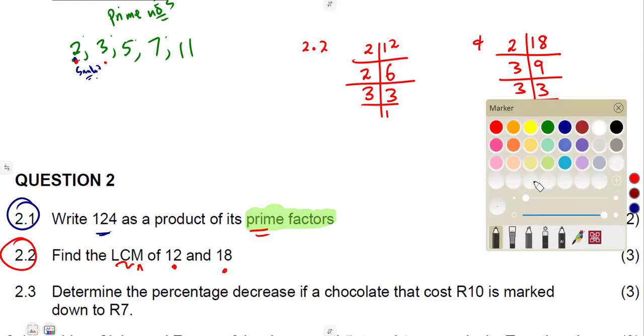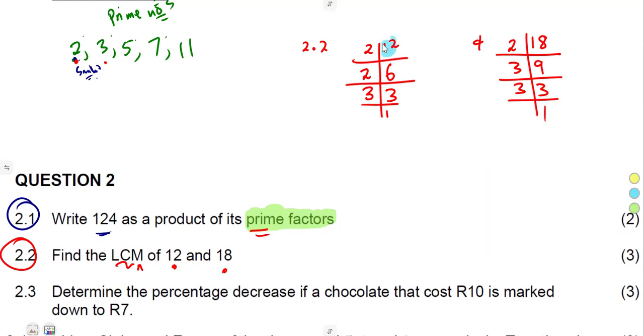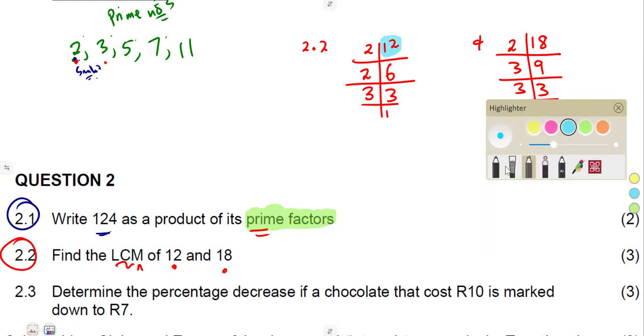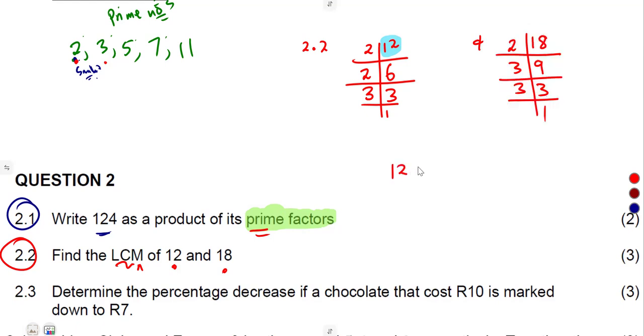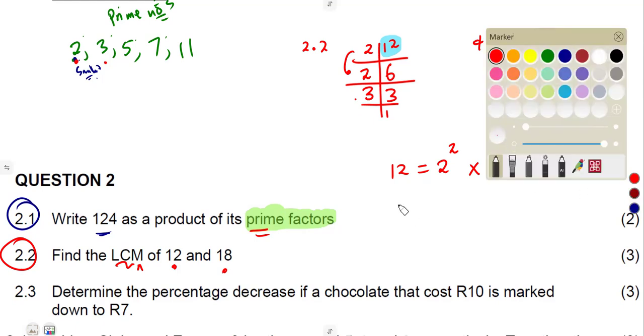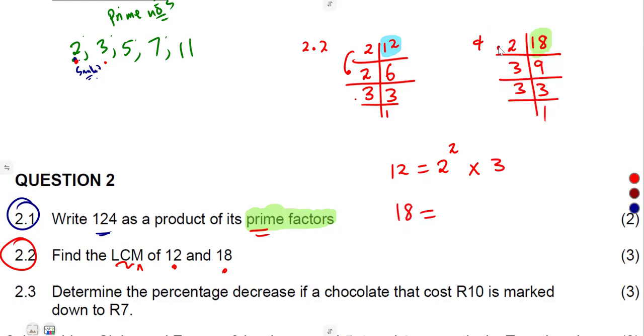12 as a number here that we are given can be written as what? It can be written as 2 times 2, which is 2 squared, times 3. Okay? The 18 that we are given on the other side can be also written as a product of its prime factors as what? That is 2. Then here is 3 times 3. So that is what? 3 squared. So this is what we have.